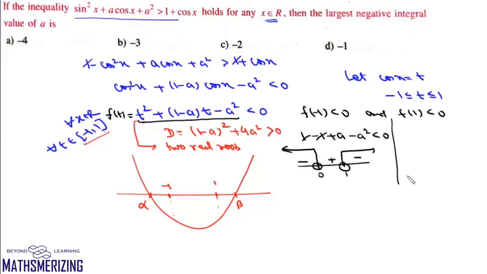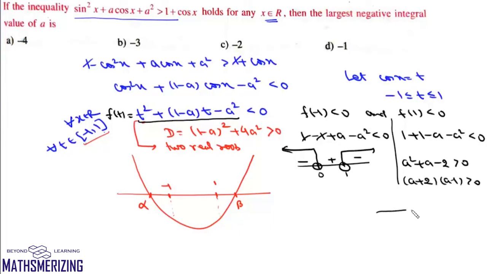Now for this second one, we'll put t as 1. So we'll get 1 plus 1 minus a square is less than 0. So we'll write a square plus a minus 2 is greater than 0. So it'll be (a plus 2)(a minus 1) greater than 0.